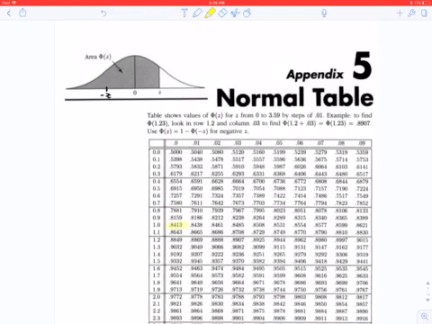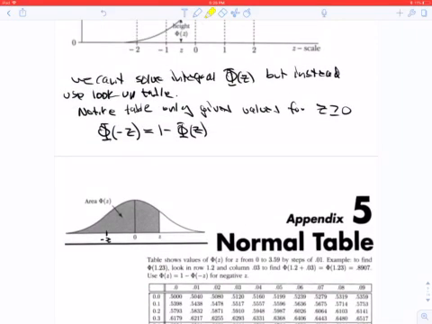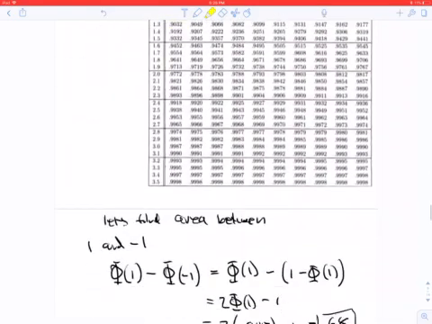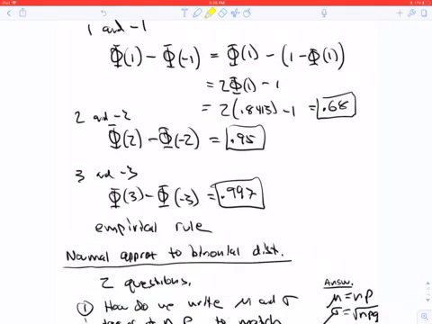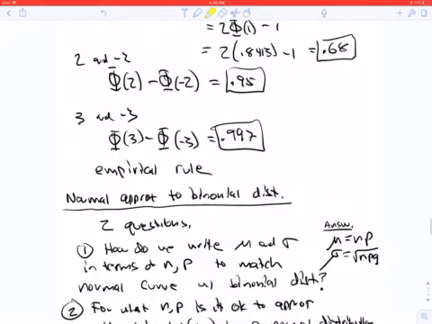Now notice that the z's given here are all greater than or equal to 0. So how are you going to use this if you have a z that's negative? Well, here we can rely on the fact that the normal curve is symmetric, and so phi of minus z is 1 minus phi of z. So we can find the area between 1 and minus 1 to be 0.68, and so on. This gives you the empirical rule, which says that 68% of your data lies within 1 SD, 95% of your data within 2, and 99.7% of your data within 3.